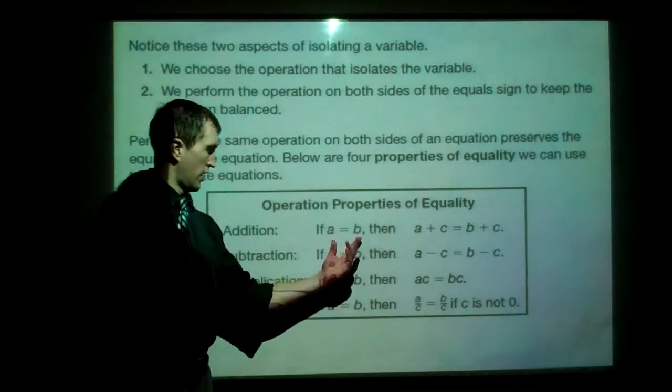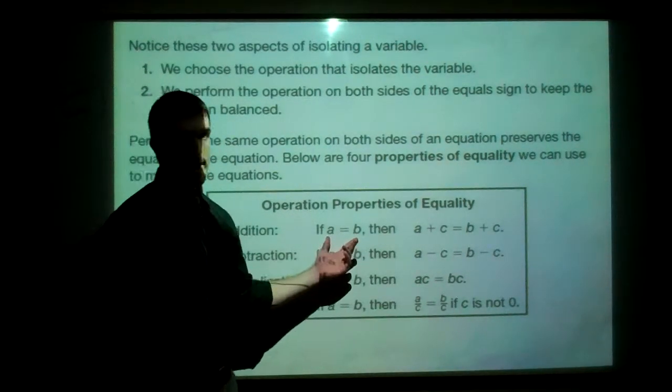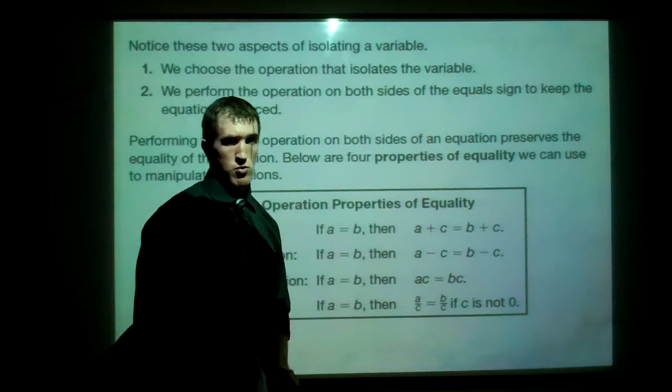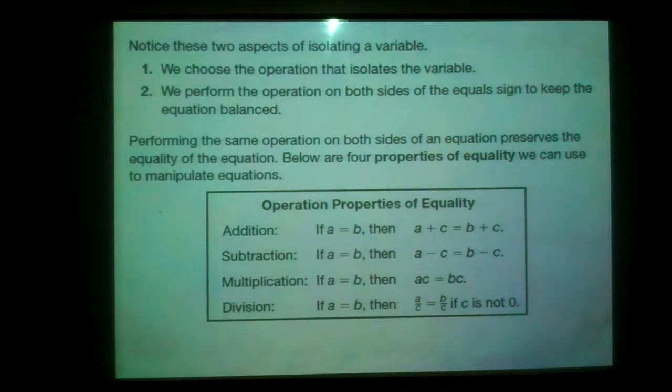So if we have an equation a equals b, and we decide to add a number to this side and the same number to this side, it doesn't matter, we're still going to have this equality on each side. So if we add c to a plus c, we have to add c to b to keep everything balanced. Alright? We could also subtract. A minus C is the same thing as B minus C, as long as these two things are equal.